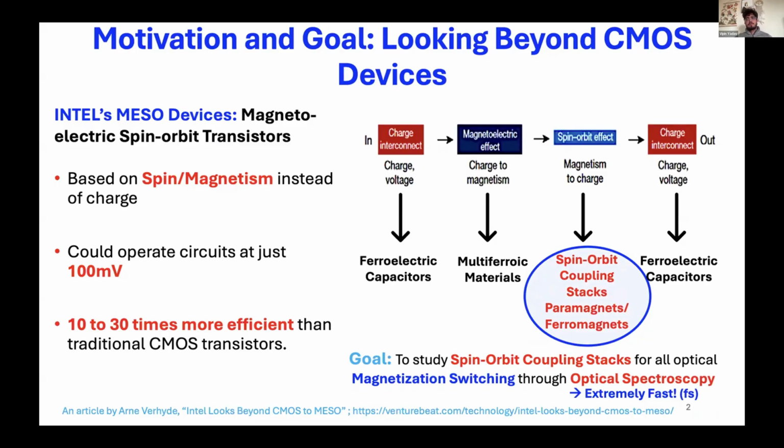Now, why optical spectroscopy? Because as we all know, it's an extremely fast method, as a laser pulse could be as short as 5 femtoseconds, and even now it's about 8 femtoseconds.